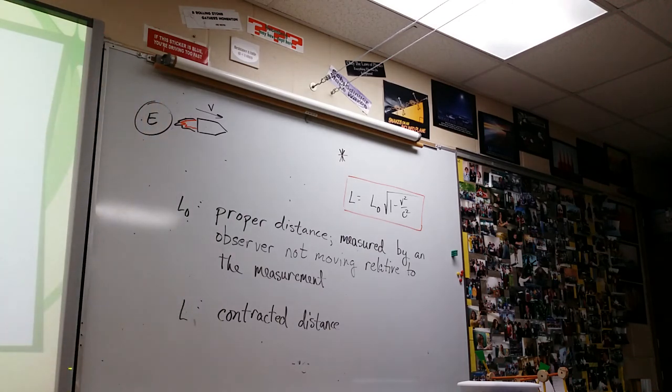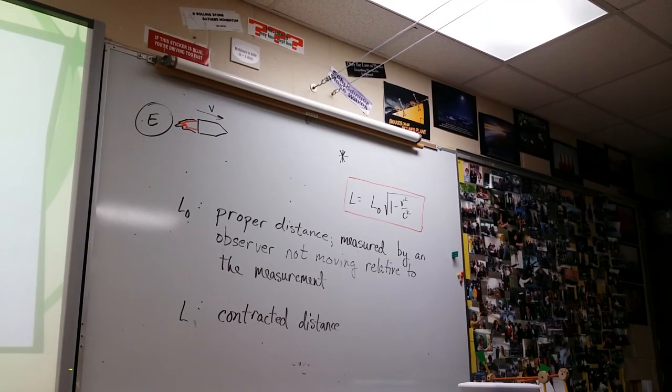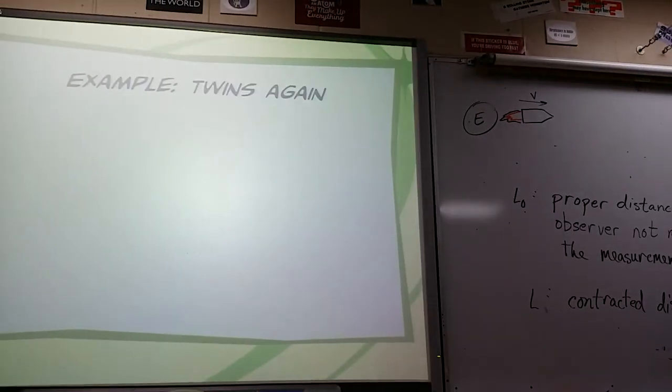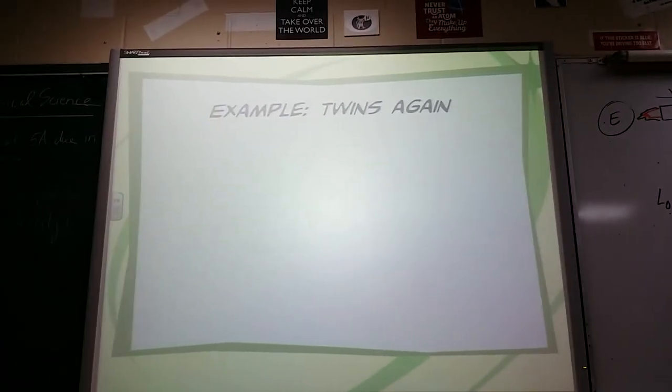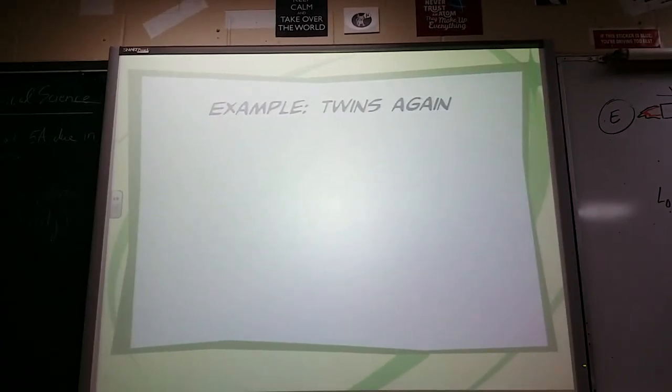So L naught is the length based on where we are at Earth? We are on Earth, not moving relative to the star, correct? Or very little. So we can measure L naught, the proper length. That's the one measured by an observer not moving relative to it. We are not moving relative to the beginning and ending points, so we can make a good measurement for that. It is sort of the opposite of time. Yep.